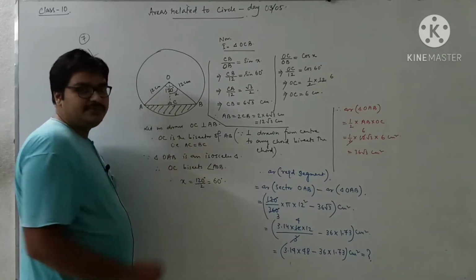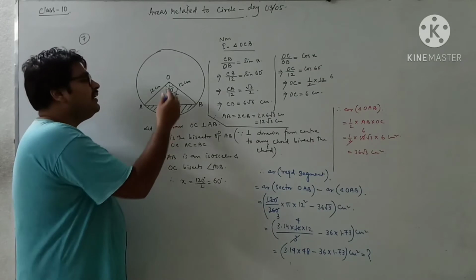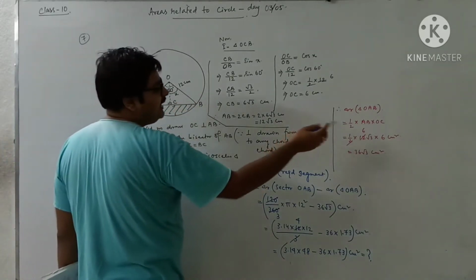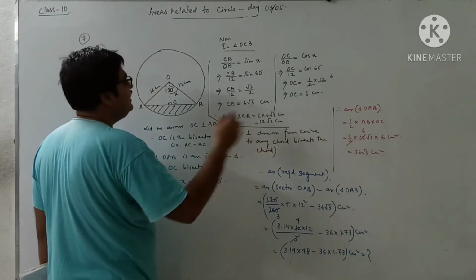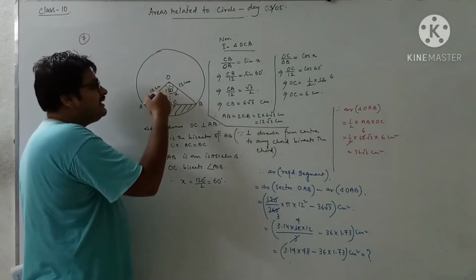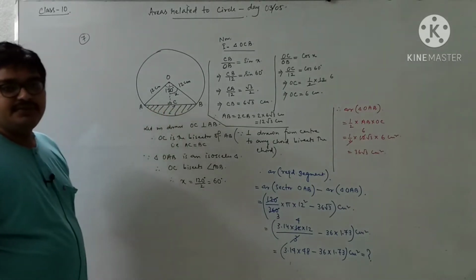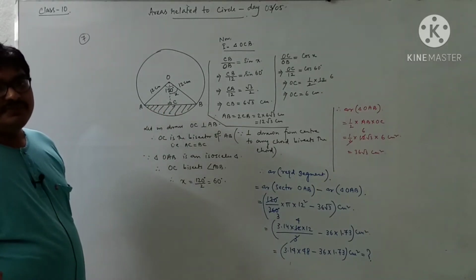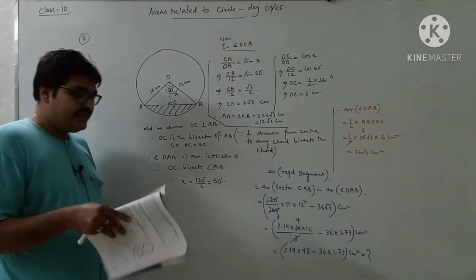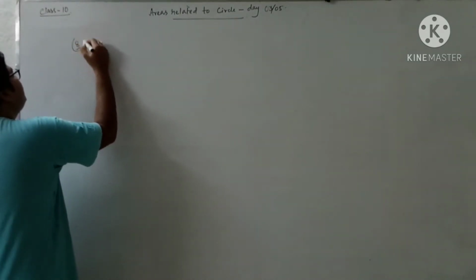Already I have told earlier. As I got AB equal to 12 root 3 and OC equal to 6 cm, by doing half into base into height, half into AB into OC, I can find out the area of triangle OAB. Now from this sector, if I subtract the area of the triangle, we'll get the area of the segment which I subtract. I think it's clear to you. Now we'll move to our next question, that is question number 8.